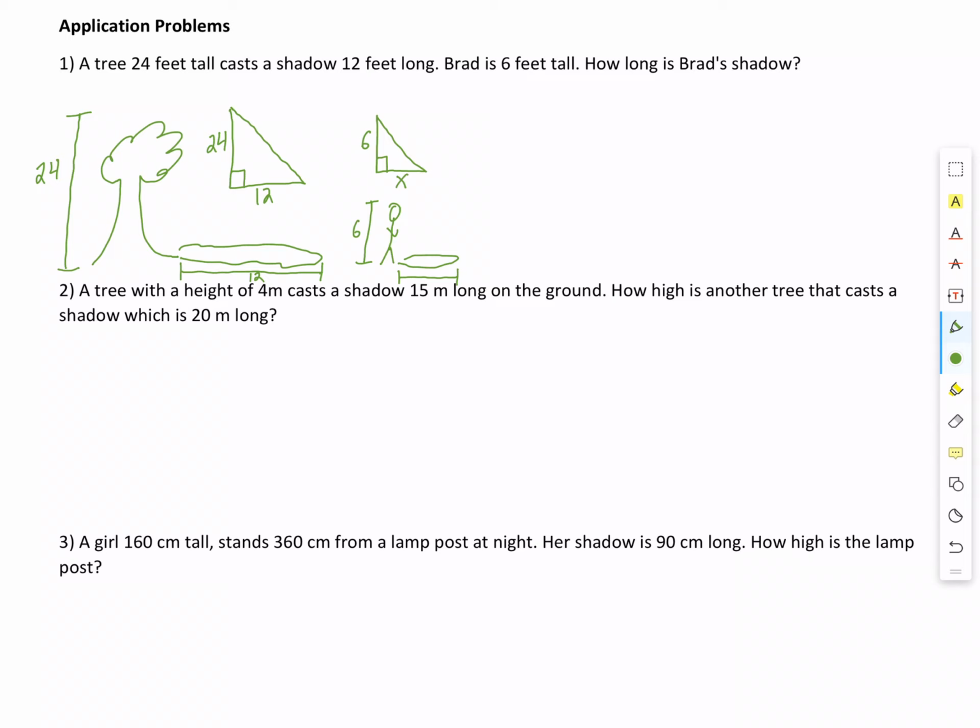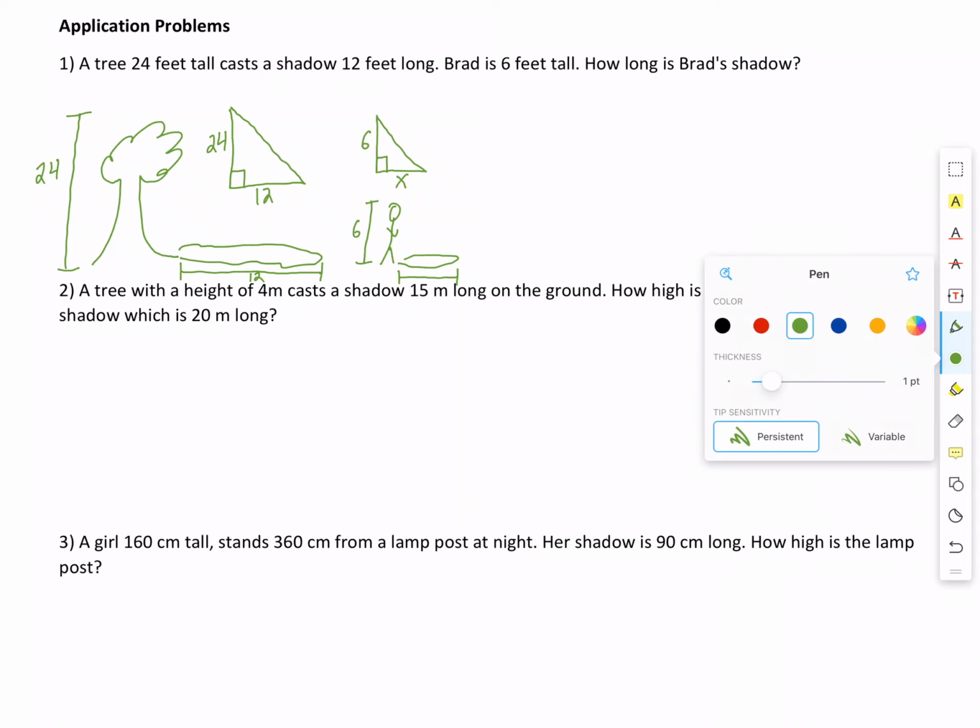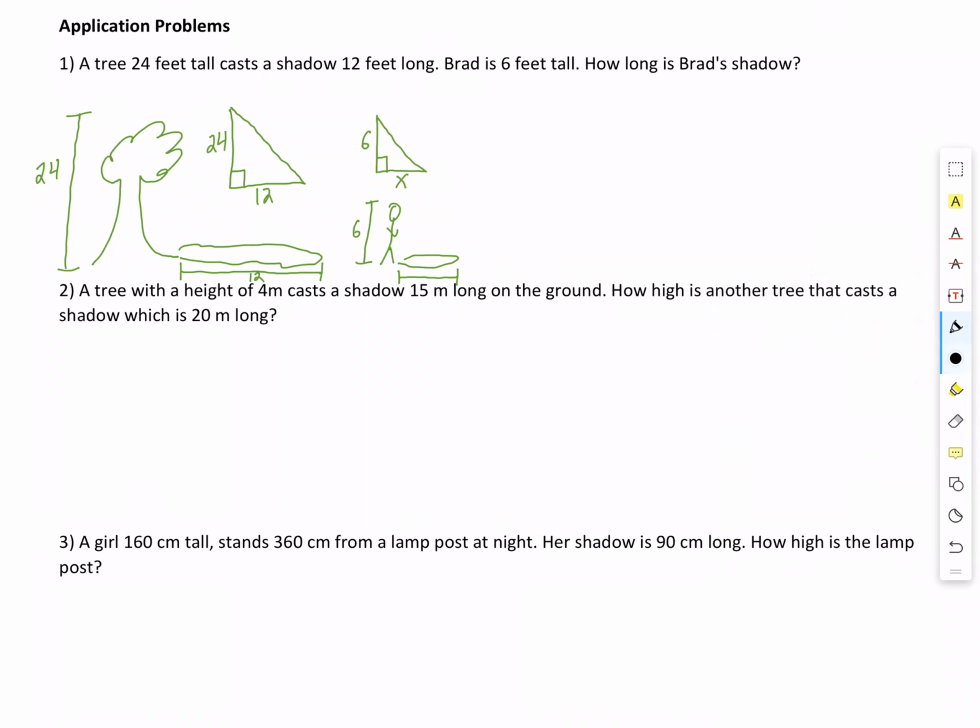So since these triangles are going to be proportional, we can create a ratio. So let's go back, why not? Excuse me. Sorry. I don't know why I say excuse me. That's weird. Oh well. So we're going to have 24 is proportional to 6, so we can have 24 over 6, and that's going to be equal to 12 over x.